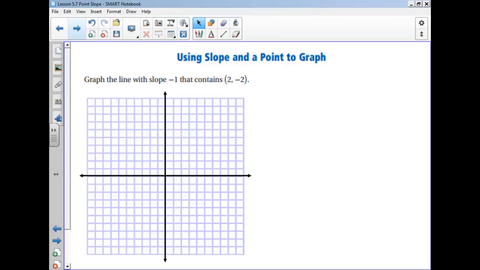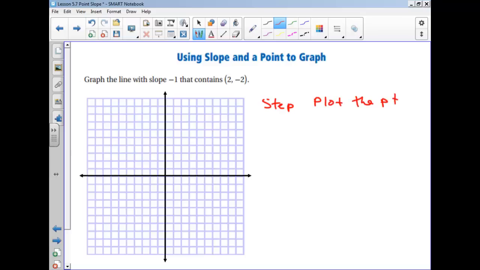As we've talked about in class, when we have this type of information, we need to be able to display it on a graph. So our first step is going to be to plot the point. Step 1, we want to plot the point. So we're looking at (2, -2), so we're going to go over 2 and down 2. So (2, -2). So we've plotted that point.